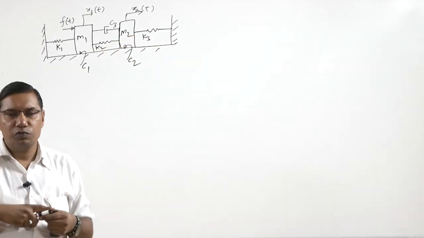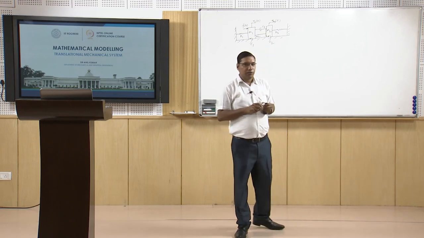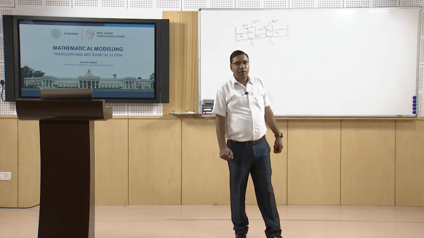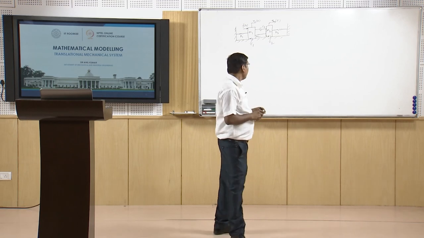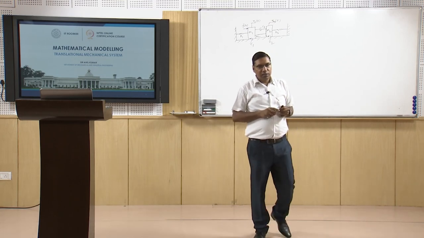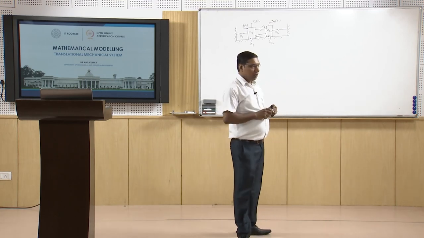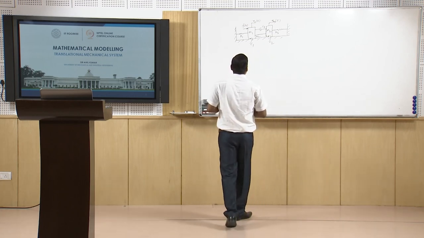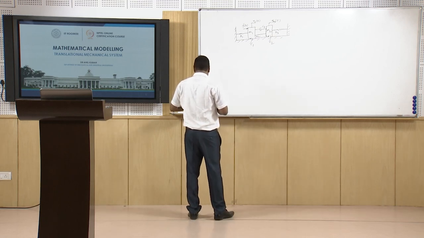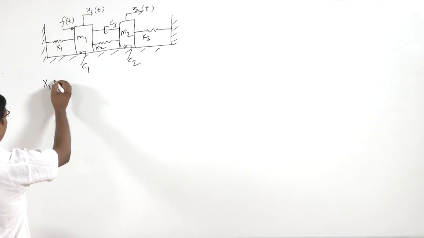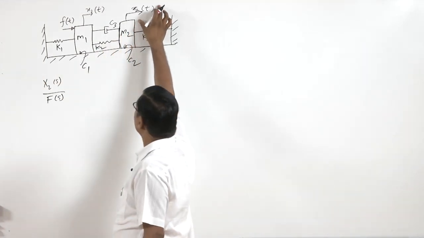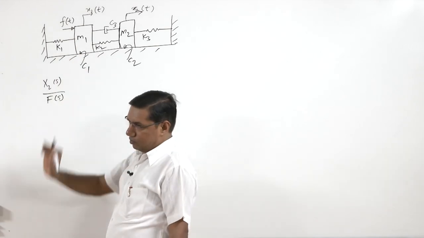So now we have to find the transfer function for this system, and you can see here we have applied the input force F(t) only on the first mass. There is only one force input. We can also apply another force on the second, but that will then be a multiple input system. We are more interested to find X2(s) by F(s), so the transfer function of X2(s) upon F(s).